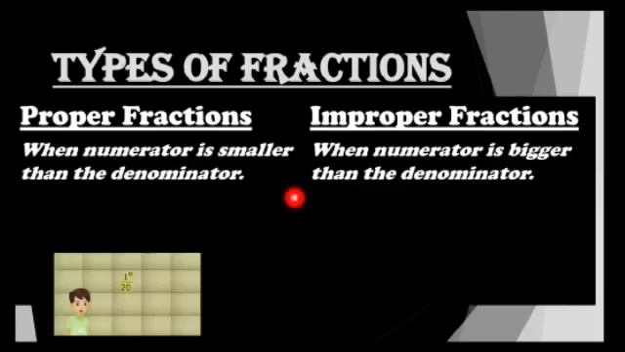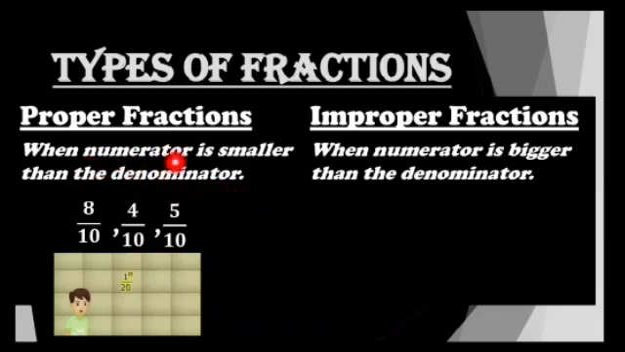Now we'll see proper fractions and improper fractions. Proper fractions means when the numerator is smaller than the denominator. Example, 8 by 10, 4 by 10, 5 by 10 and 1 by 20 also we can see here. So here we can see that all the numerators are smaller than the denominators.